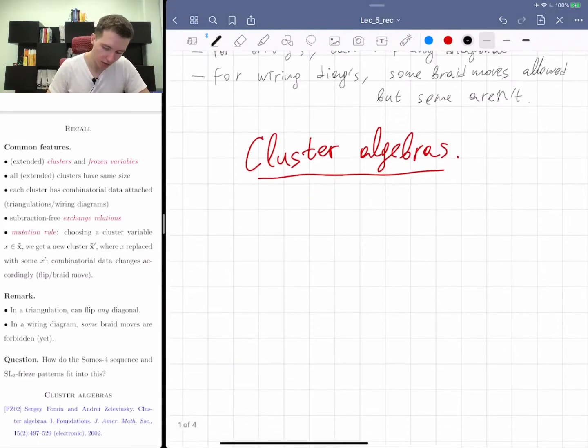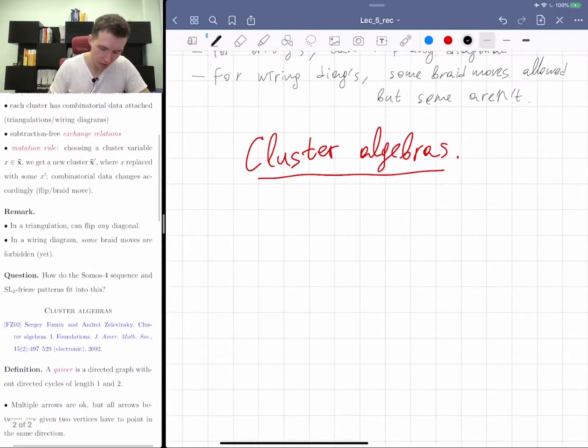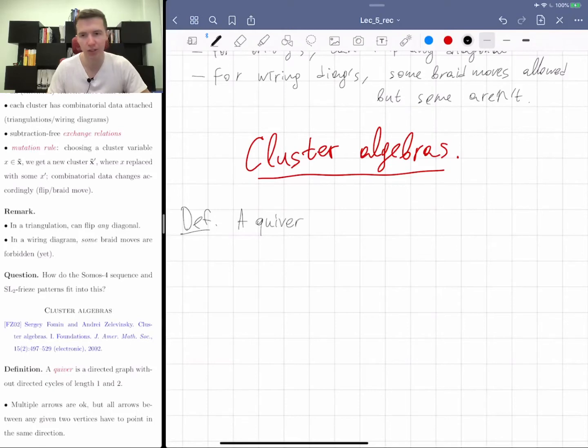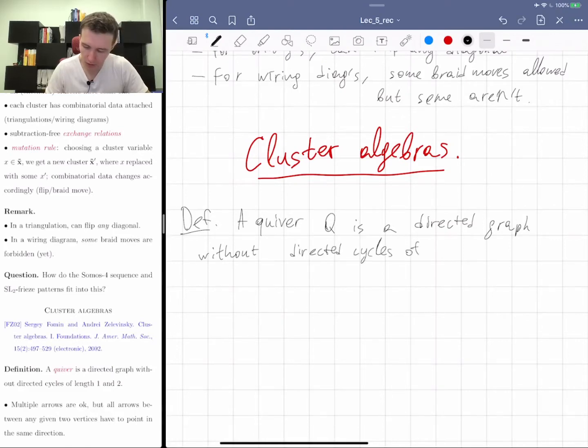So let me first define a quiver. What is a quiver? A quiver is basically a directed graph. A quiver Q is a directed graph, but it has to satisfy some very minor conditions. It has to be without directed cycles of length 1 and 2.